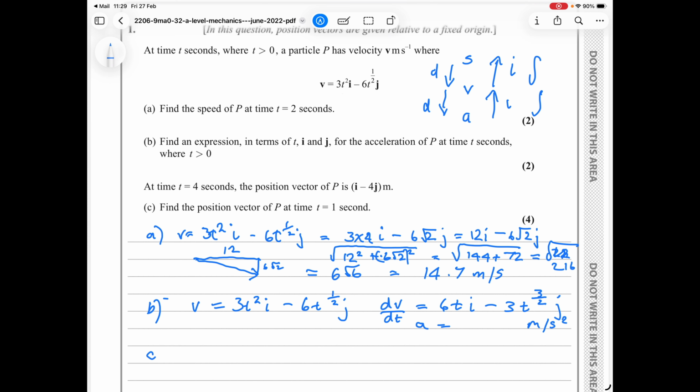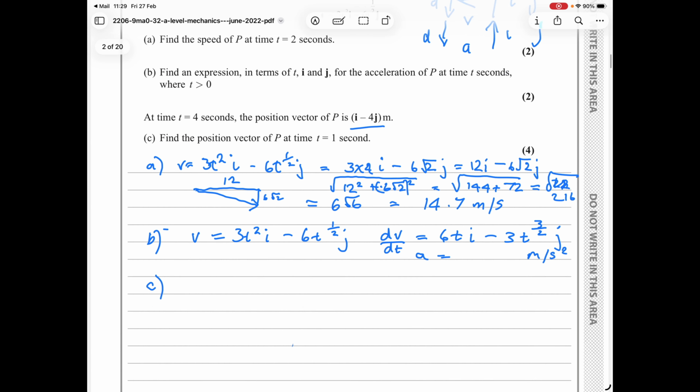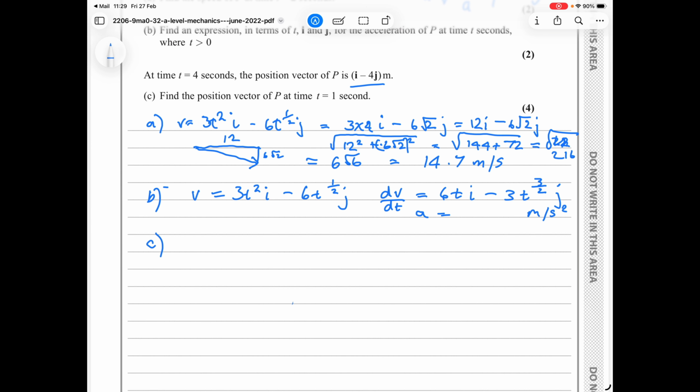Okay, C. At time t equals 4 seconds, the position vector, so position means we're looking at that one, is this. So what we're going to do is integrate this first. So if v equals 3t squared i minus 6t to the half j, then integrating, we go up, so it's t to the 3, because 3 over 3, so that makes t cubed i, plus c.